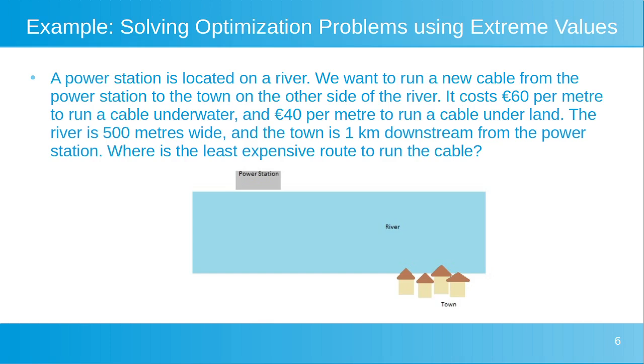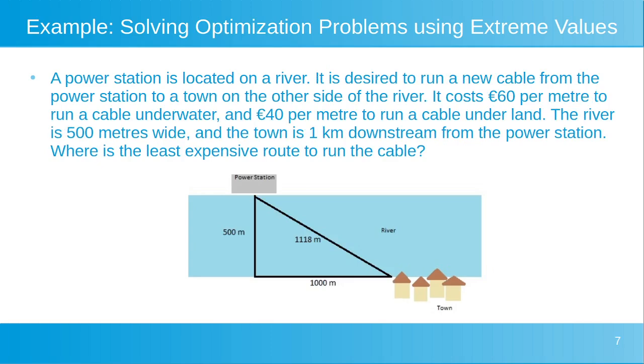Or there's maybe another route you could take. You might be able to use less total length of cable if you went in a straight line from the power station straight to the town. If you did it this way, you're always going underwater, so it's the most expensive per meter, but your total length of cable will be less, so maybe it'll work out less.